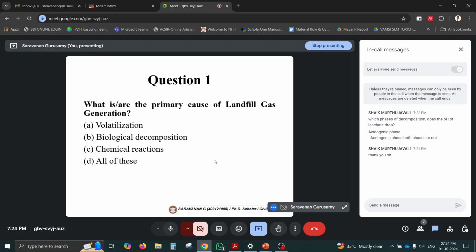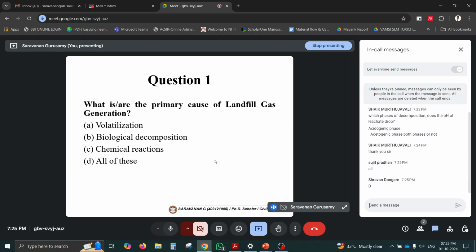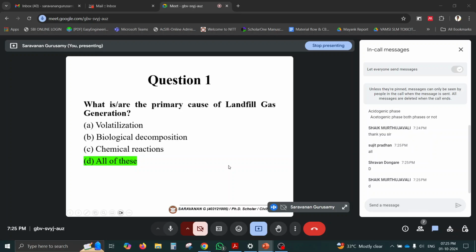This is the first question. What is or are the primary cause of landfill gas generation? Volatilization, biological decomposition, chemical reaction, all the above. So we have discussed the mechanism of landfill gas generation. So gas may be produced due to volatilization, biological decomposition, and chemical reaction. That is correct. So this is what we have discussed in the first slide itself. Okay, so we will move on to the next question.